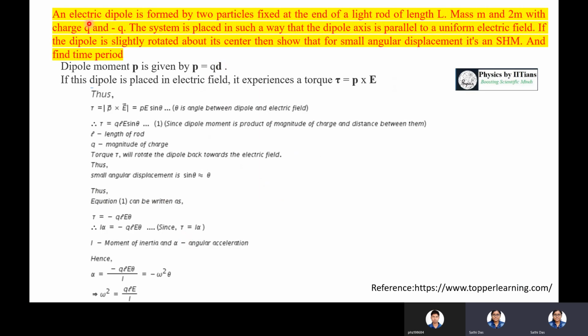So suppose we are taking an example: an electric dipole is formed by two particles fixed at the end of a light rod of length L, each of mass M, with charges Q and minus Q. The system is placed in such a way that the dipole axis is parallel to the uniform electric field. If the dipole is slightly rotated about its center, then show that for small angular displacement, it's a simple harmonic motion, and find the time period.